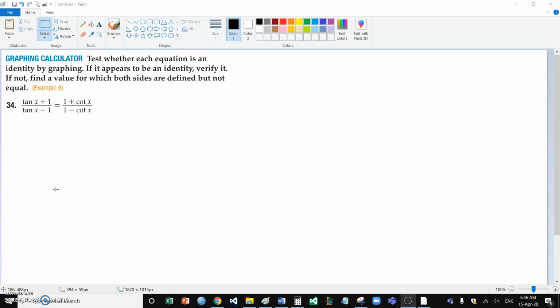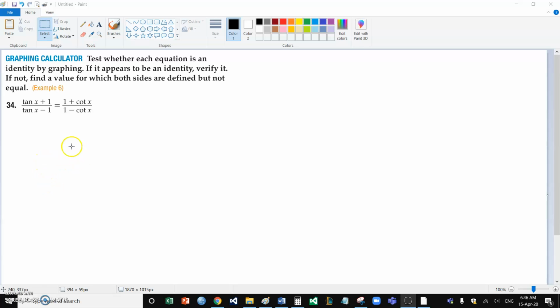Let's look at our first exercise. Test whether each equation is an identity by graphing. If it appears to be an identity, verify it. If not, find a value for which both sides are defined but not equal.